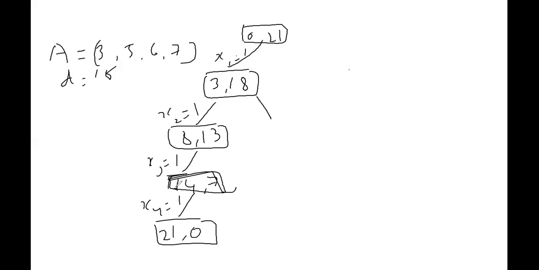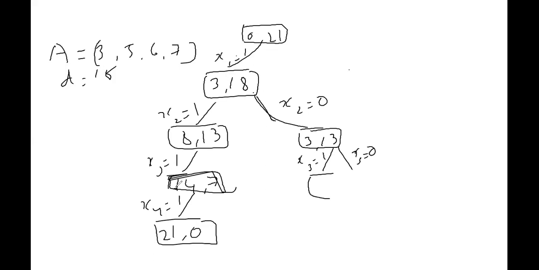So the next solution is not selecting x2, I am making it 0. So you will get 3, 13. Then x3 is equal to 1, x3 is equal to 0. You will get 9, 7 over here. You will get 3, 7 here.